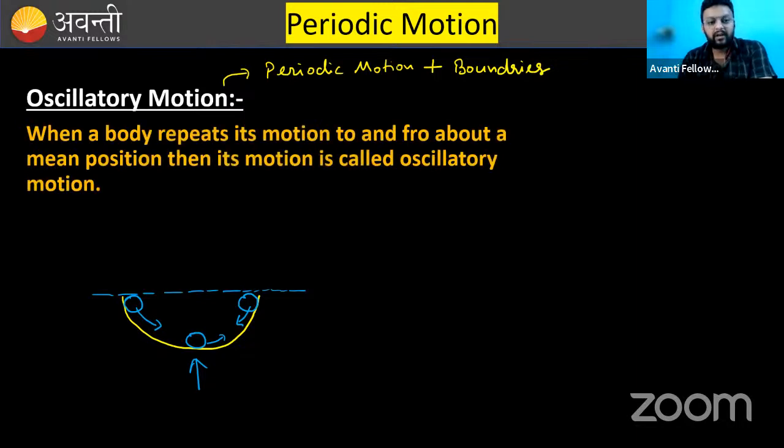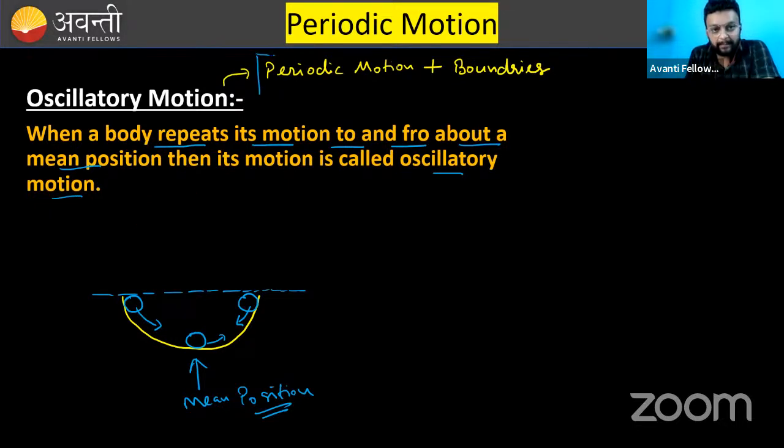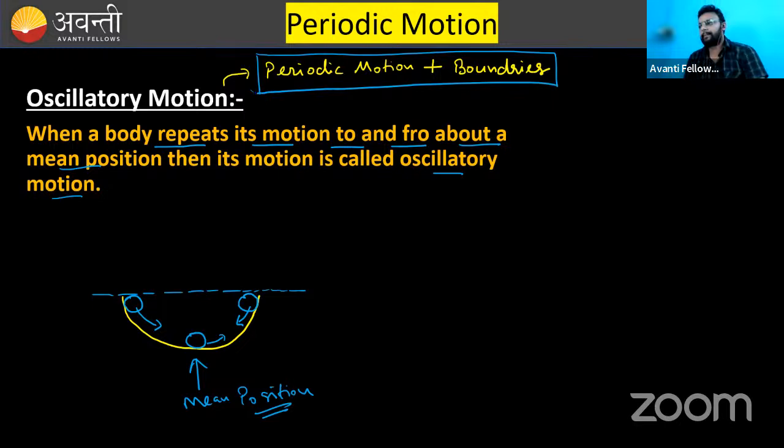So the definition is when a body repeats its motion to and fro, about a mean position. This is the mean position. Don't worry, I will explain this mean position term in more detail as we move further. So this is called oscillatory motion. In short, you will remember this line: periodic motion plus boundaries. I think that is clear.